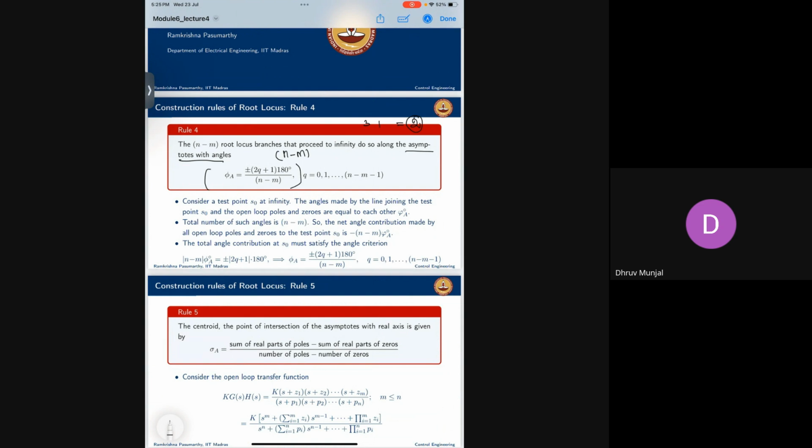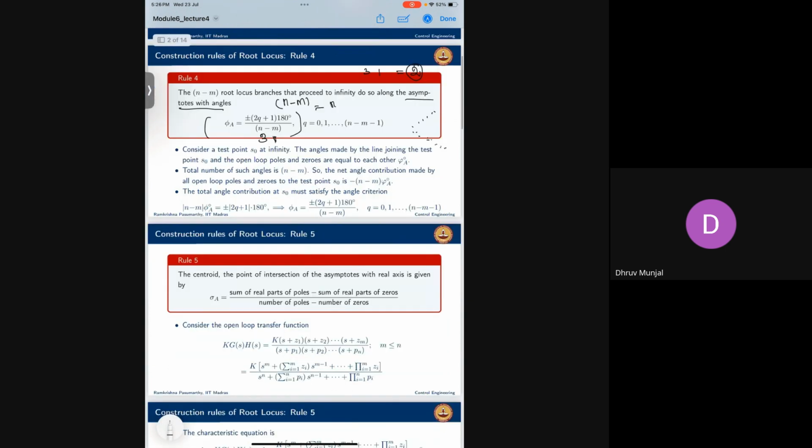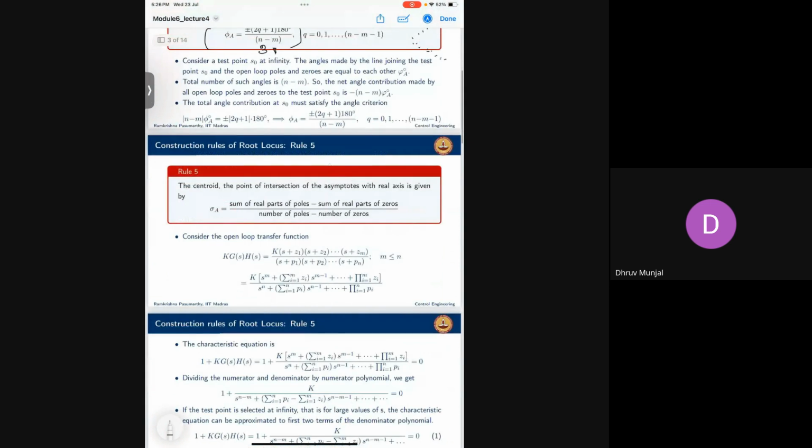Just put q equal to 0, 1, and so on, based on the number of values you are getting here, with the same n and m, 3, 1, whatever number of poles and zeros you have. This will tell you, from the real axis or from the open loop poles, at what angle it is going to travel to the open loop zeros or infinity. The second thing is you have to find the centroid.